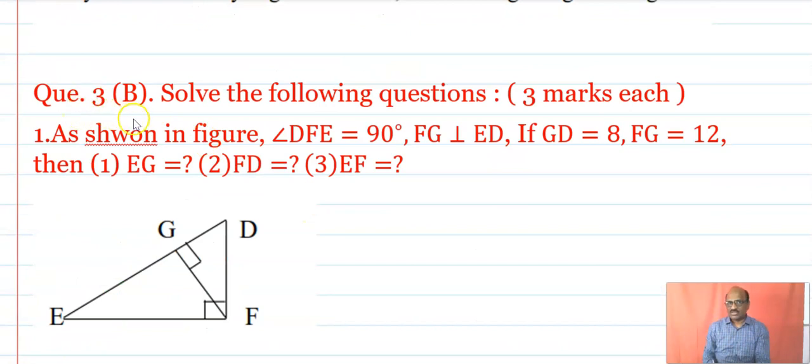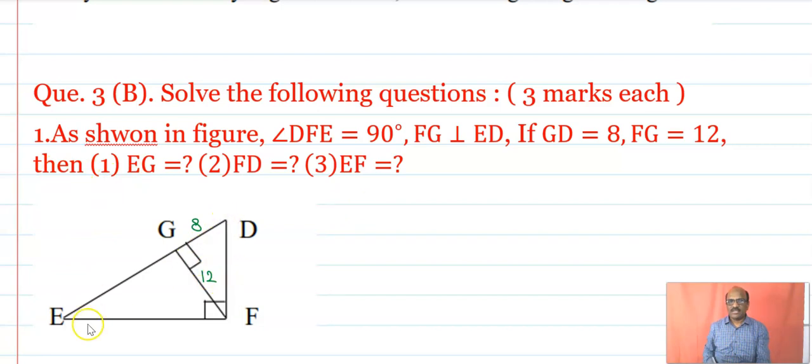Now the question number 3B. Solve the following questions, 3 marks each. As shown in the figure, angle DFE is equal to 90. FG is perpendicular to ED. GD is equal to 8. Here is 8. Next, FG is equal to 12. Then find EG.